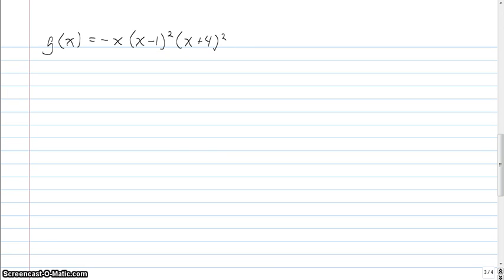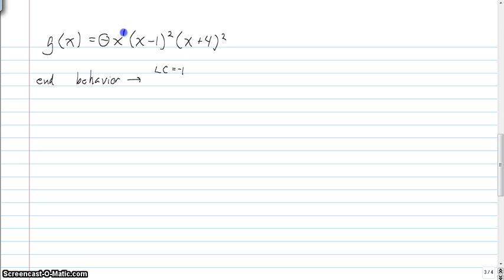Right, so in this video we want to draw the graph of the polynomial function that we've got on the screen. And so we start with the end behavior of the function. And so we've got a leading coefficient of -1.